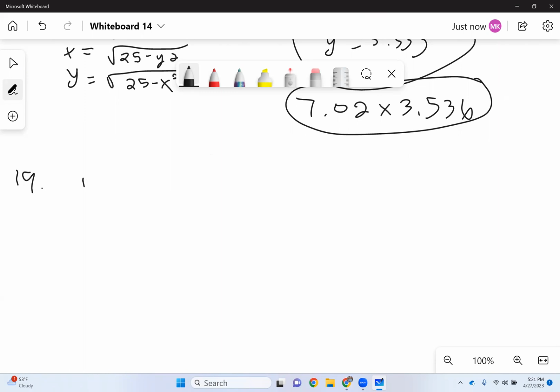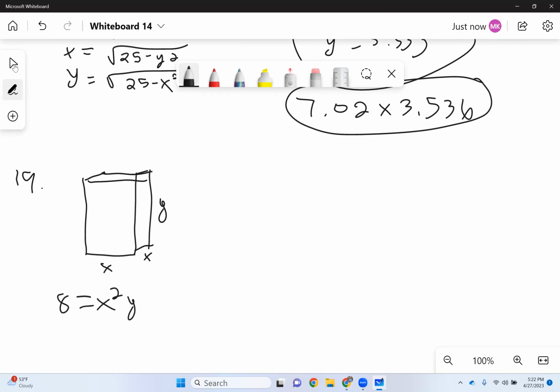Okay, so let's make a box. And it's got a square base, so it's x times x. And this is times y. Now it says the volume of the box is 8. So 8 equals x squared y. And that means y equals 8 over x squared.